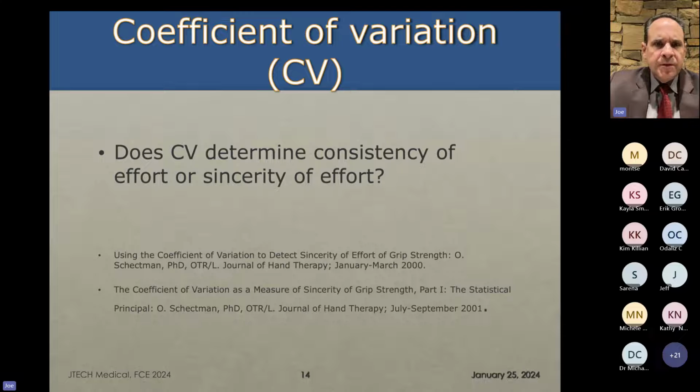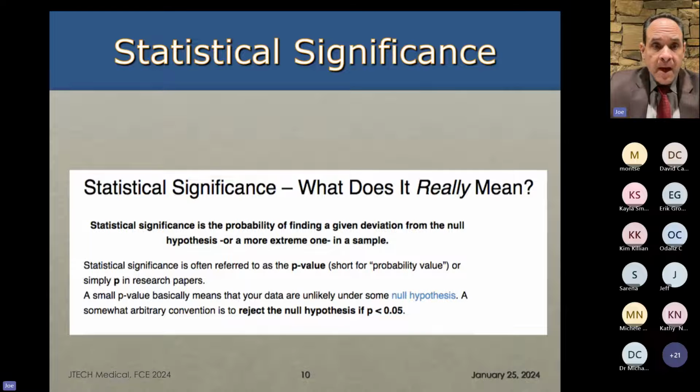So again, does coefficient of variation determine consistency of effort or sincerity of effort? Definitely consistency, but there could be some sincerity of effort in there as well. If you look at your typical FCE that I often see, there's a handful of tests, could be 10, maybe 20, often less than 20, that are truly objective. And the therapist is saying this person is valid because they were consistent on these tests, and there's really not much more meat to it besides that.